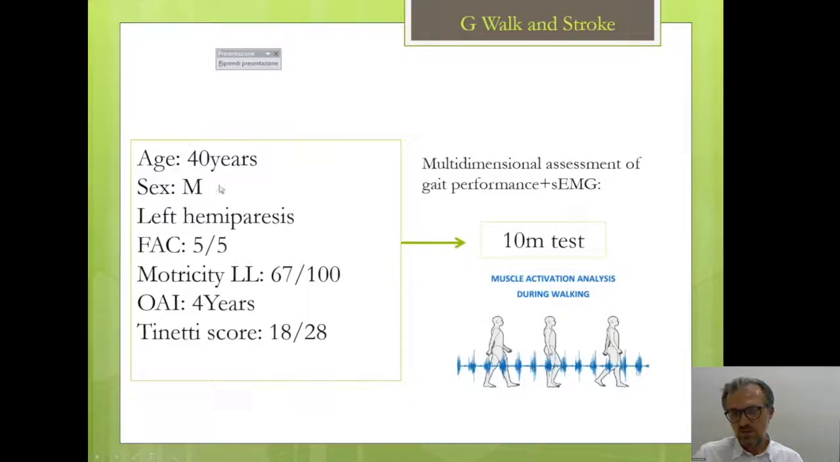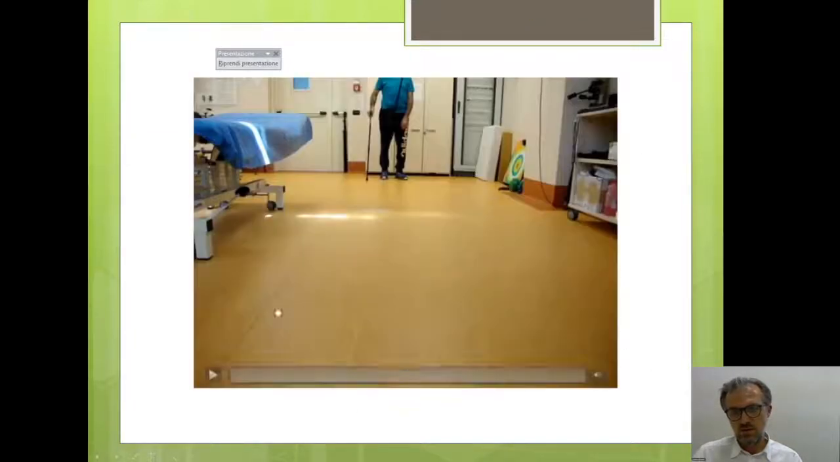The G-Walk can be integrated with 8 wireless EMG probes, and we used this analysis during walking with this gentleman. He is a 40-year-old patient with a left hemiparesis, with a functional ambulation classification of 5 on 5, a motricity index of the affected lower limb of 67 on 100, with 4 years of history in the clinical report, and 18 points on 28 in the TNT score.